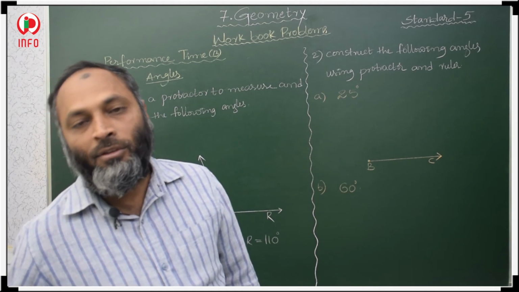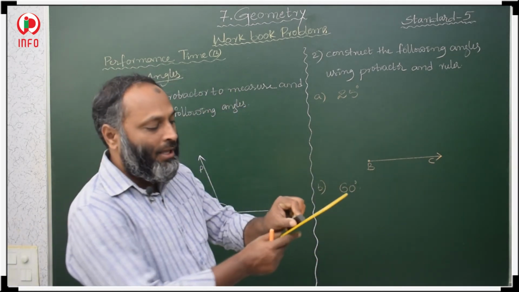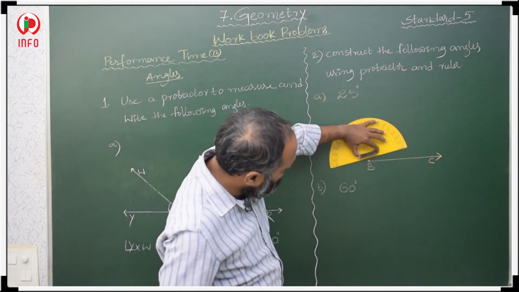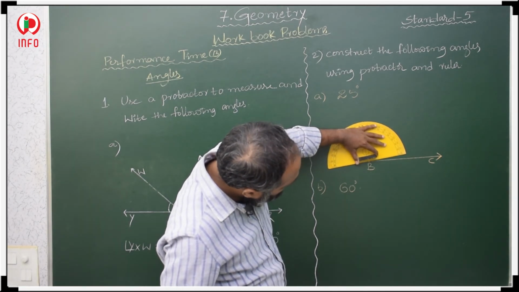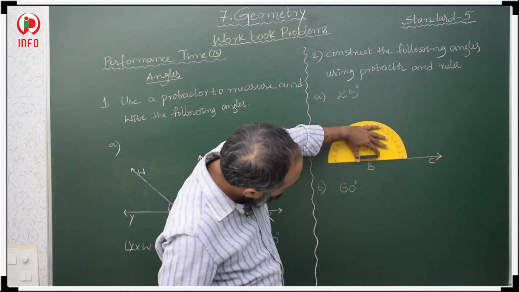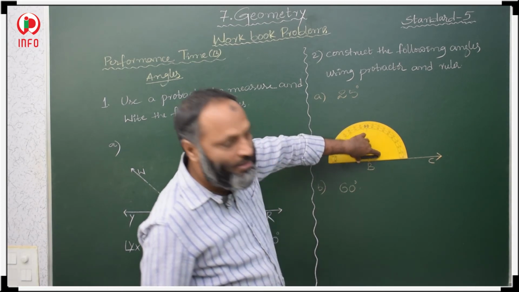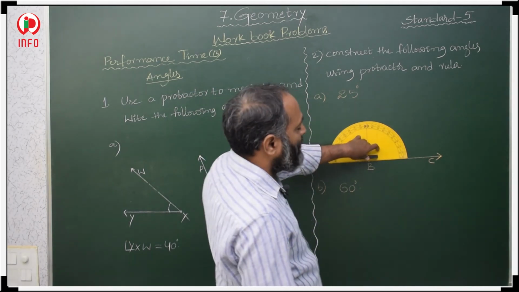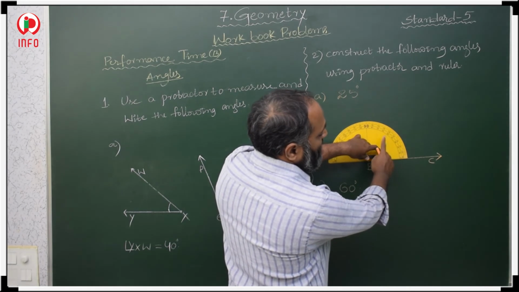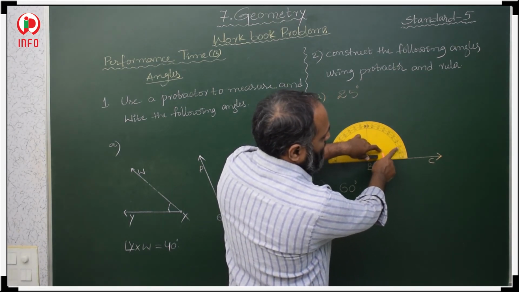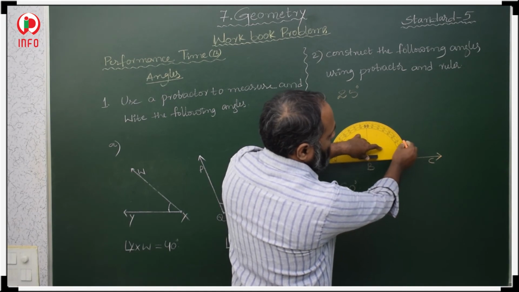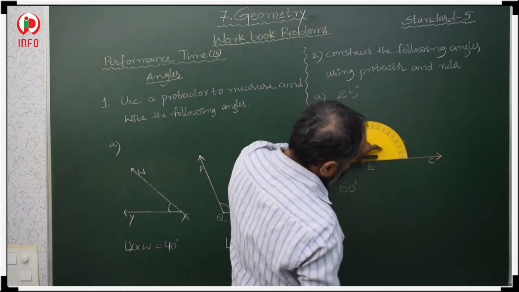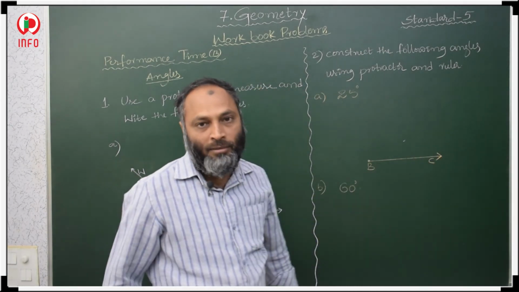After that, we have to take the protractor. The intersection point of the protractor should coincide with the vertex B, like this, and the bottom line should coincide with this ray BC. Then this ray is towards the right, so we have to take inside values, means anti-clockwise. 0, 10, 20, 30. In between 20 and 30, the dark line is there, that is 25. There you mark it. And after that, remove your protractor.